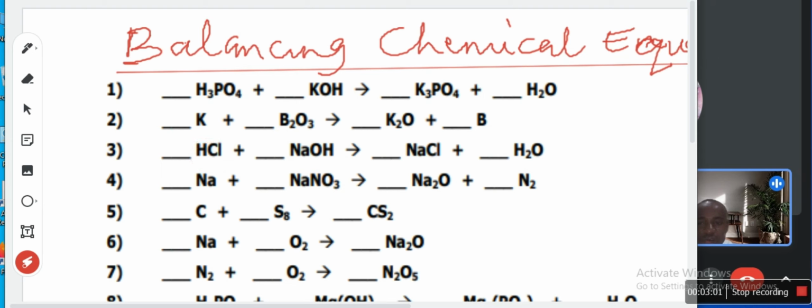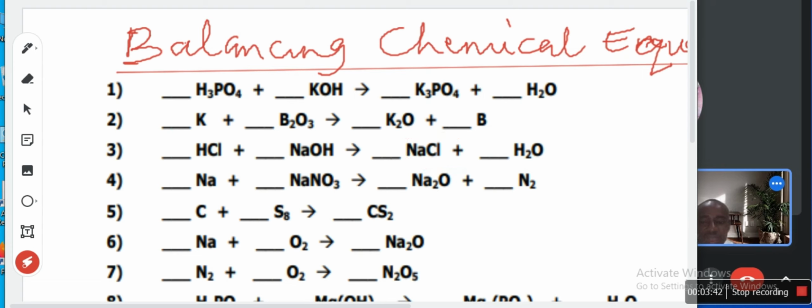HCl stands for hydrochloric acid. NaOH stands for sodium hydroxide. Those are the reactants, the ones on the left-hand side. Then the ones on the right-hand side of the arrow are called products. Remember, they are separated by the arrow. The arrow is like a bridge. The ones on the left-hand side of the bridge are called reactants, while the ones on the right-hand side are called products.